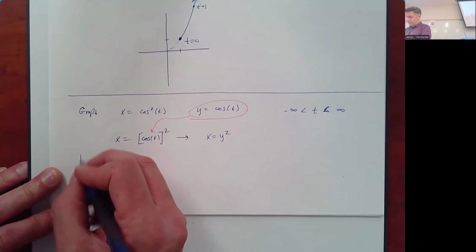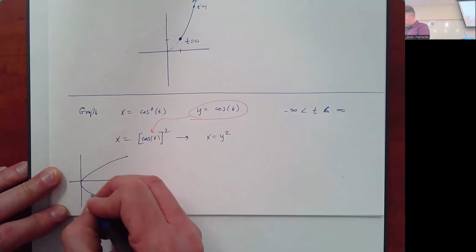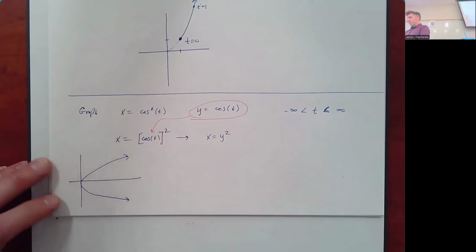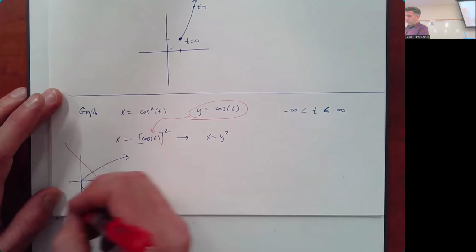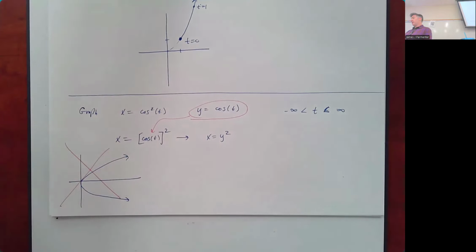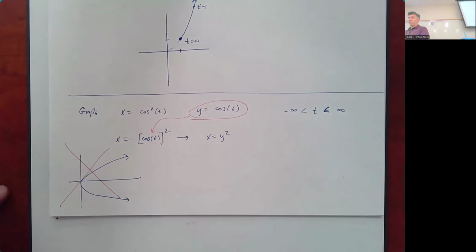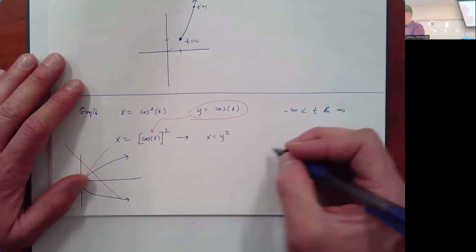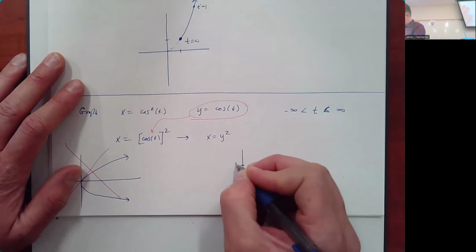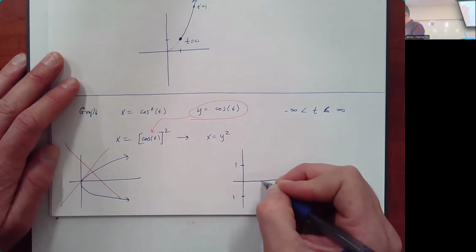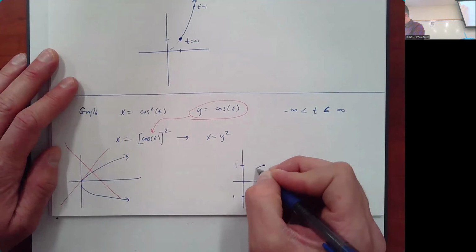Normally, the graph of this would look like a rightward opening parabola, that is that. But that's not our graph because we're limited. The biggest cosine can ever be is positive 1. The smallest cosine can ever be is negative 1. So our actual graph is very, very limited. We're only going to get this portion of the parabola.